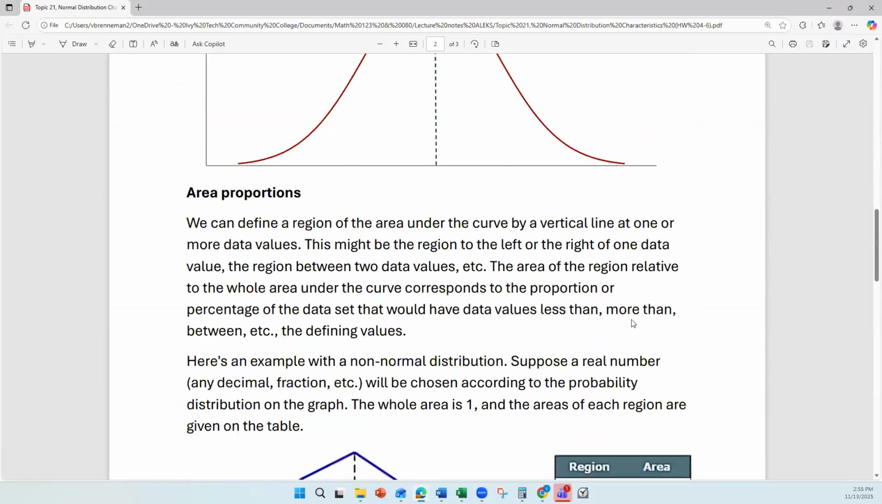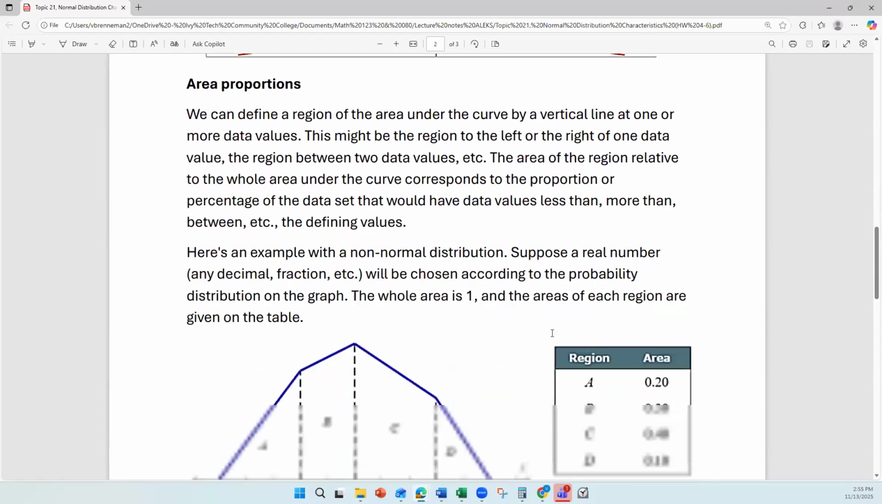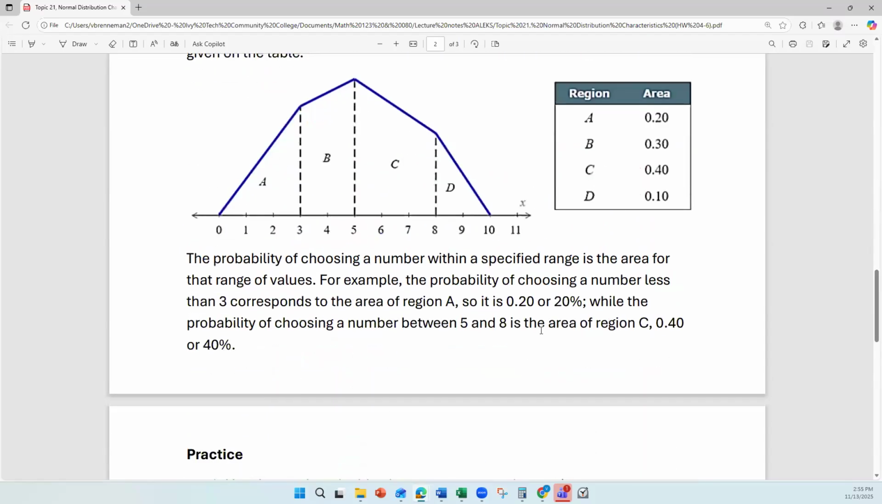But the actual practice question here is looking at the idea of using area, particularly the area under a histogram curve, to describe probability. So here's an example. This isn't normal distribution, but it's just a type of distribution defined by this shape. And so we have these different regions. We're told the area of each region.